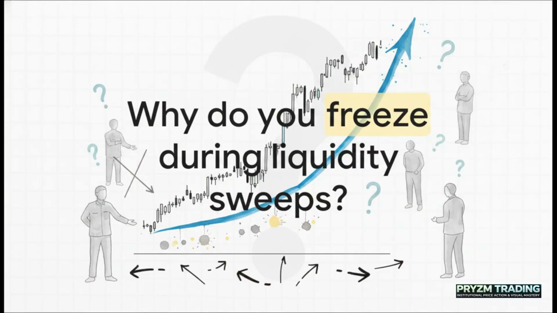Look, we've literally all been there. You see a sweep happening right on your chart, price breaks below a swing low, you watch the stops trigger, and then price just snaps aggressively back up. You know exactly what just happened. It's a classic liquidity sweep, but you completely freeze. It's that deer in the headlights moment, just with a lot more red candles.